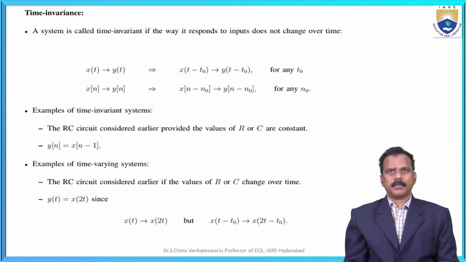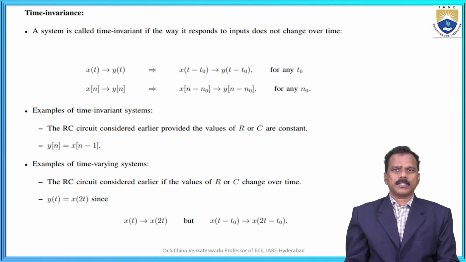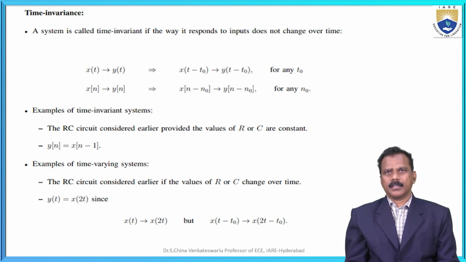Time invariant: the system is called time invariant if the way it responds to input does not change over time. How are we deciding? x of t goes to y of t. For any t naught or any n naught, using the input either a continuous time signal or a discrete time signal, the system is called time invariant if the way it responds to the inputs does not change over time.